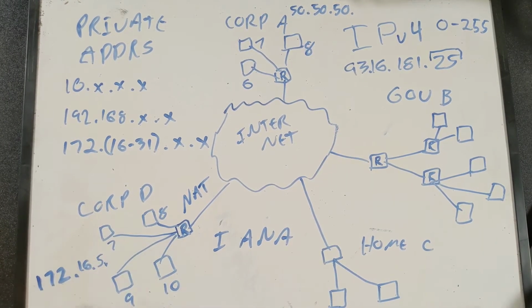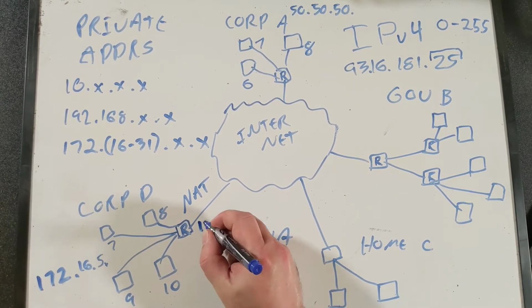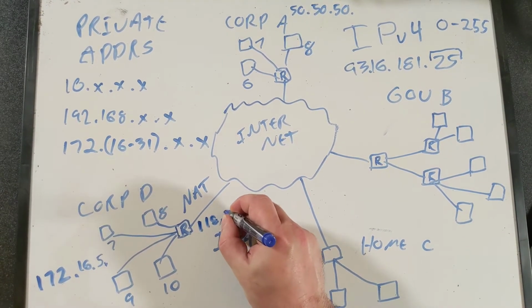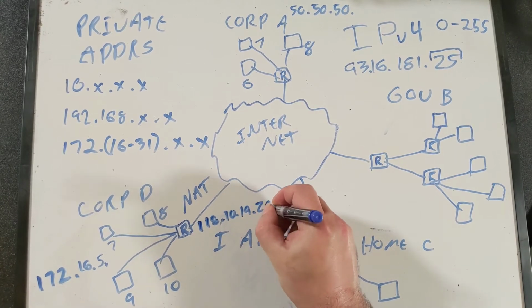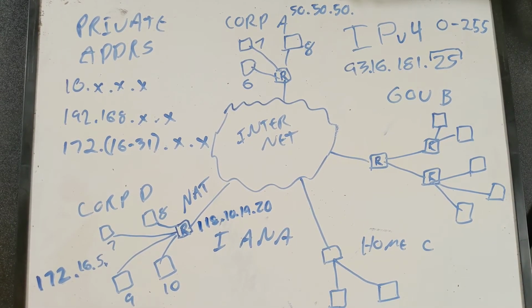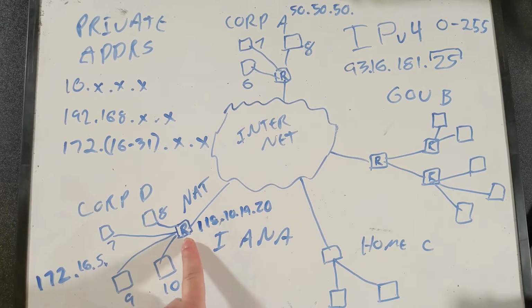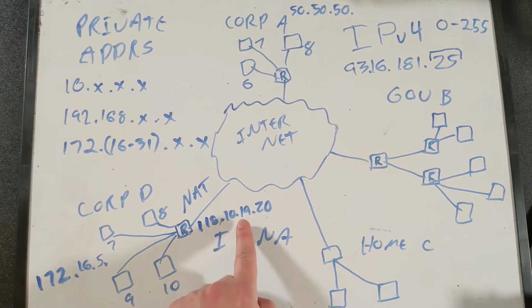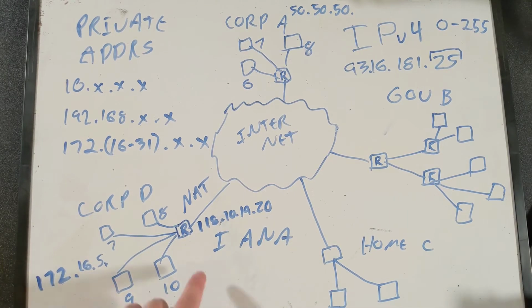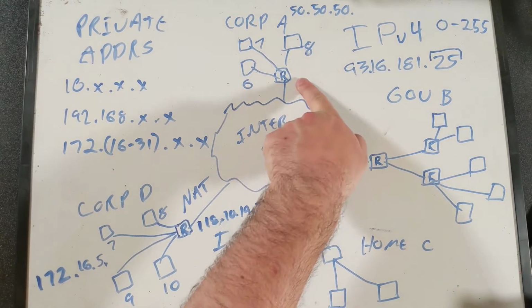to change the message being sent by this computer so it looks like this computer is the source. And so this computer here is going to have a public address. So maybe that's 118.10.19.20, just arbitrarily. And so when this machine sends a message to this machine, it goes through the NAT router. The NAT router rewrites that message, so the return address is 118.10.19.20. It gets routed through the internet to this machine.